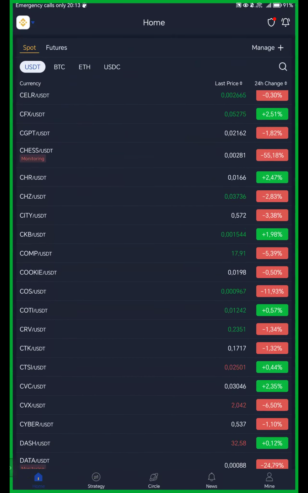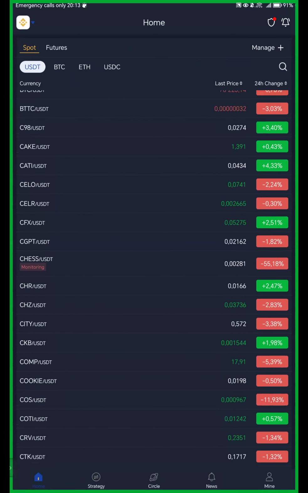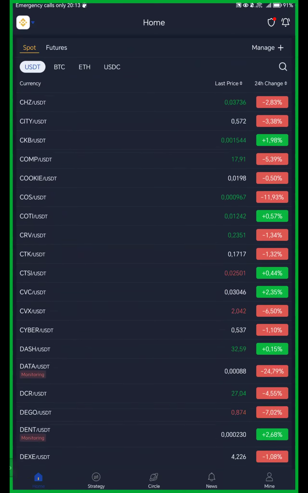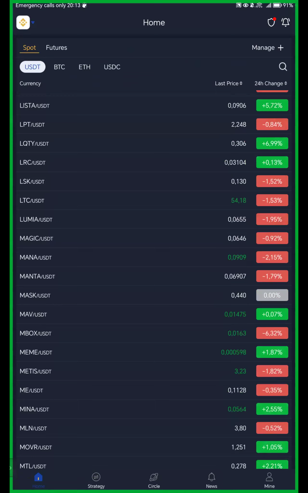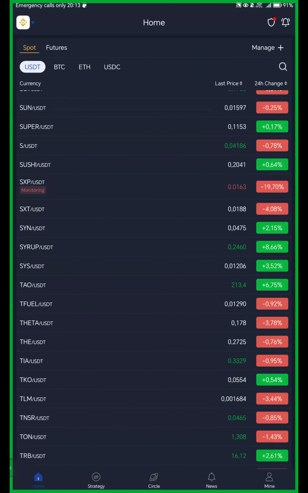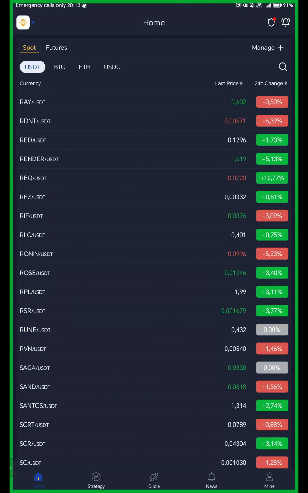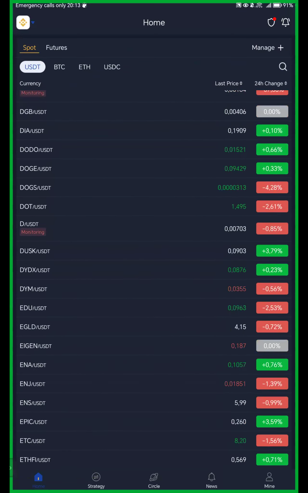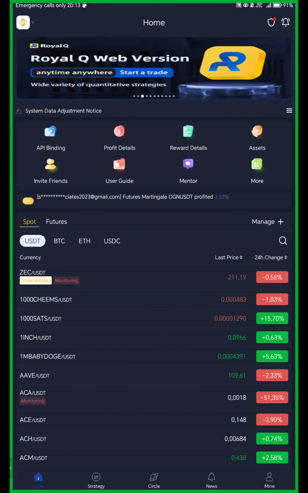All these coins that I am scrolling here, they are under the spot section. There are so many of them, as you can see. If you have time, you can even count and see how many are available under the spot section.